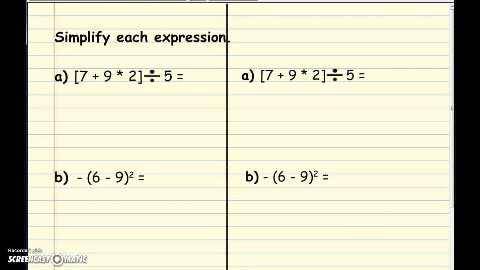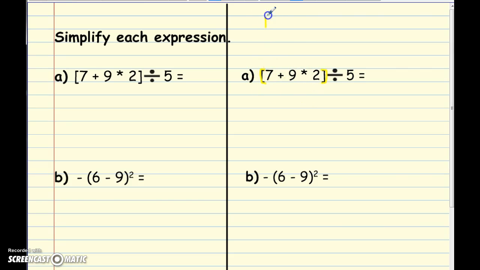So here we go. We are going to follow the order of operations. This first one is 7 plus [9 times 2] divided by 5. While these look a little different, these square things right here are called brackets. Brackets are grouping symbols, so we're going to do the same thing we would do if they were parentheses, and we're going to go inside first.